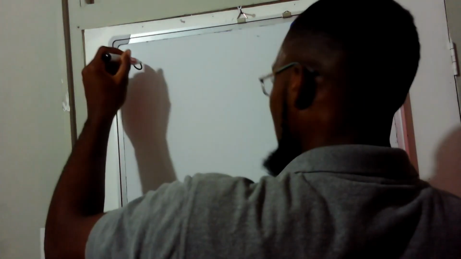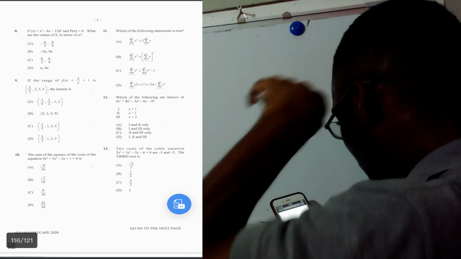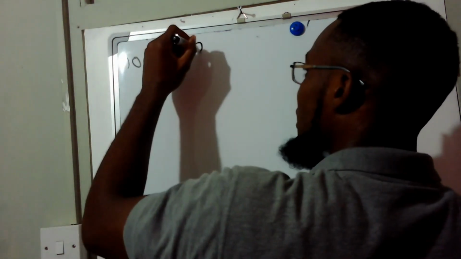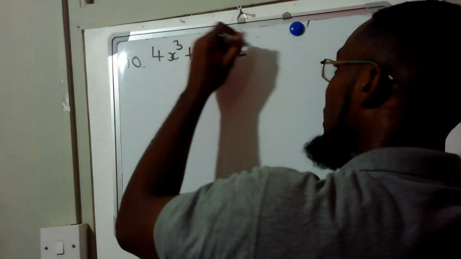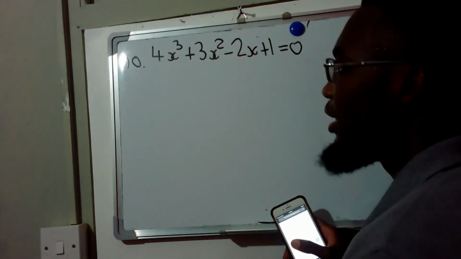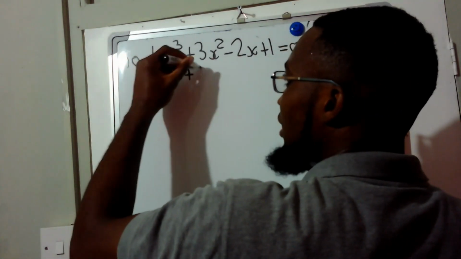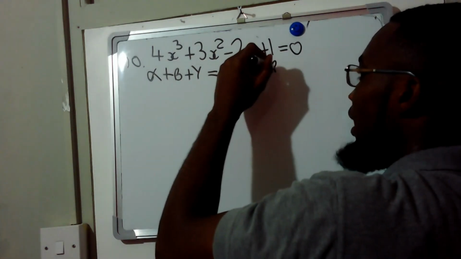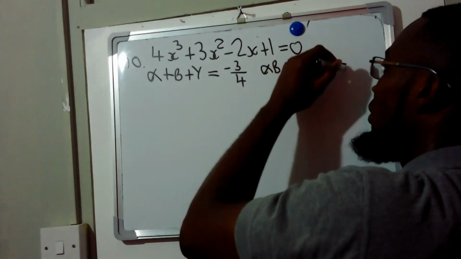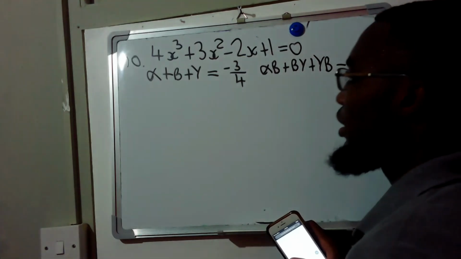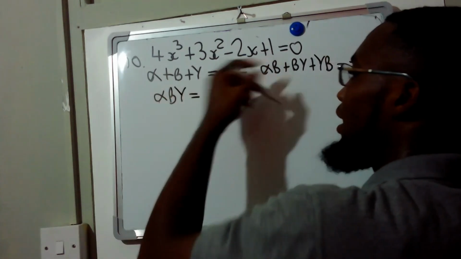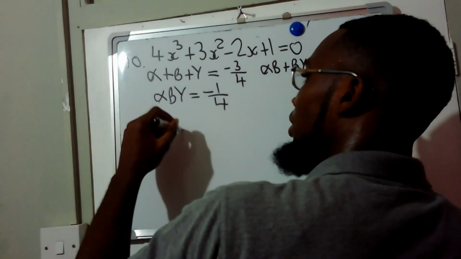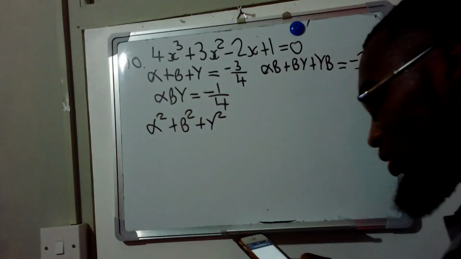Alright, number 10. Number 10 wants the sum of the squares of the roots. The cubic equation they give us is 4x cubed plus 3x squared minus 2x plus 1 equals 0. Let's call the roots alpha, beta, and gamma. Alpha plus beta plus gamma is equal to minus b over a. Alpha beta plus beta gamma plus gamma alpha is c over a, that's negative 2 over 4. And alpha times beta times gamma is minus d over a, that's minus 1 over 4. So now what we want is alpha squared plus beta squared plus gamma squared. That's the sum of the squares.